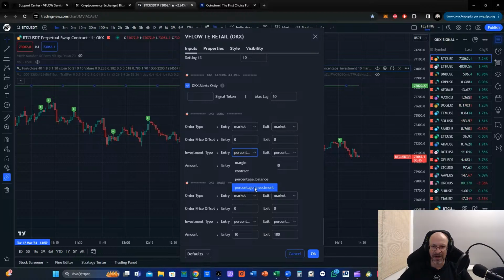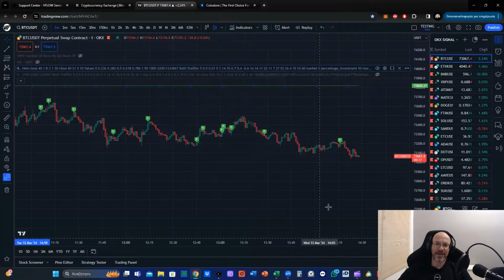If you are going to use 10 level, please use at the beginning percentage investment, and you can go here, the amount entry, it's a percentage. So if you want to use 50% of your balance, you go here and type 50%. Same goes here for the long and short position. 50% of your wallet balance, you can use it, with percentage of investment. And this way, you can press OK.